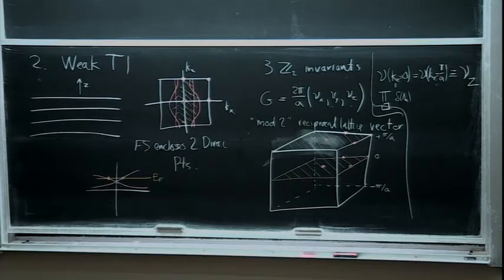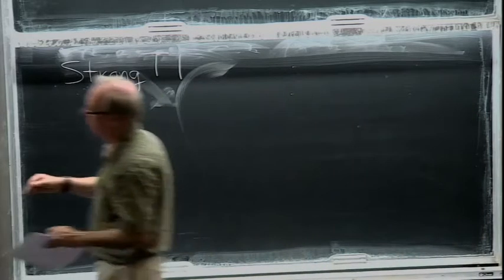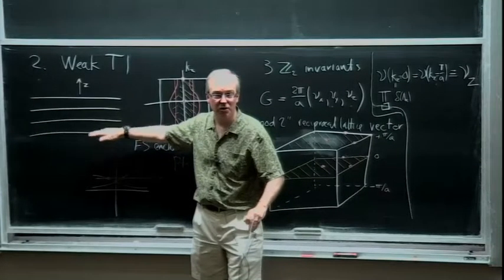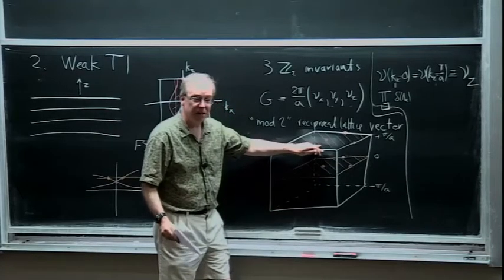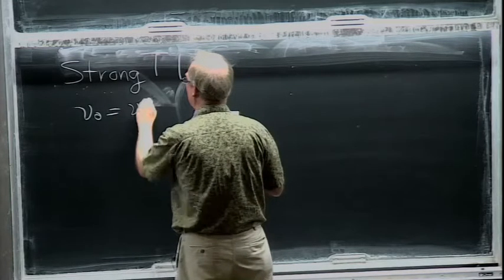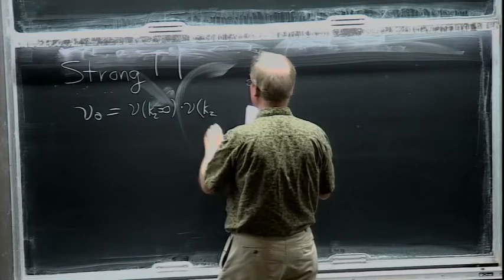So this leads to the next possibility, which is the strong topological insulator. For many reasons this is the more interesting case, where it's possible for this product to be different from this product. If that's the case, it's impossible to construct it by simply layering 2D things, because by construction, if I do this layering process, these two have to be the same. So that suggests there's an invariant, let me call it nu zero, which is equal to nu of kz equals zero times nu of kz equals pi over a.